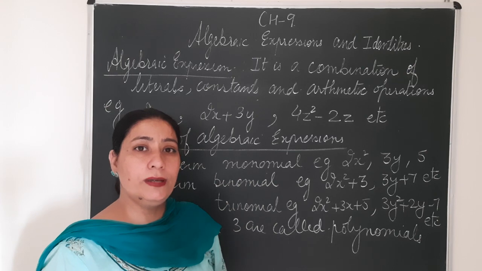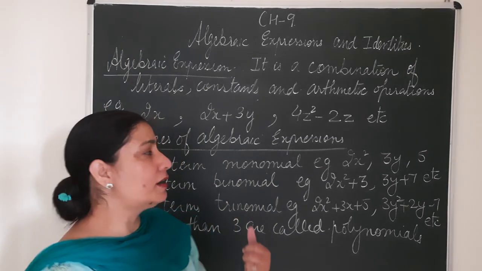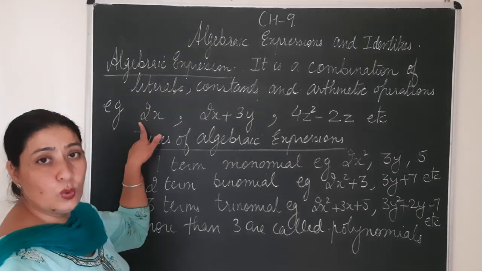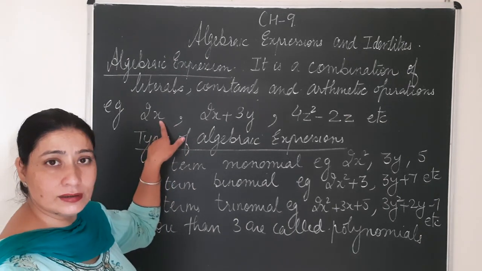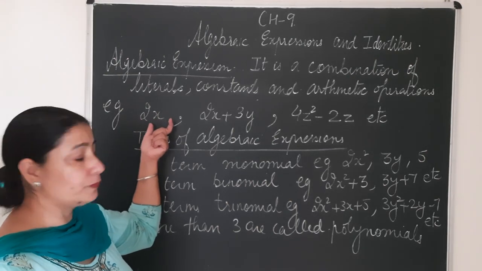Okay. Now beta, when we combine them, what is the result of that? That is called an algebraic expression. Say for example, I take 2 and x. 2 is a constant, x is a literal. They are getting multiplied, so this becomes an algebraic expression.